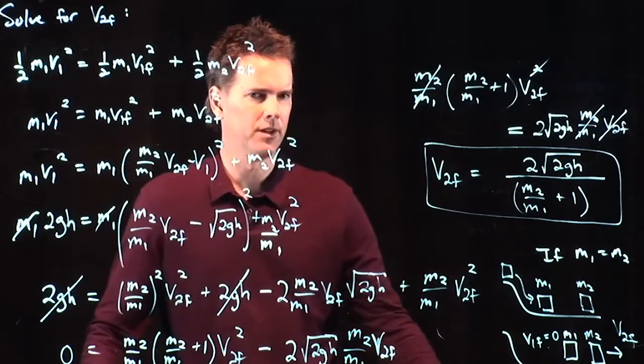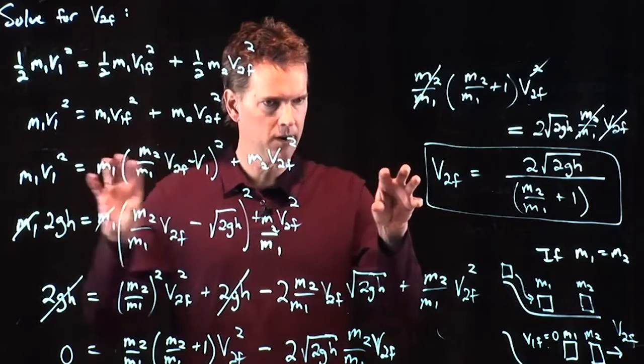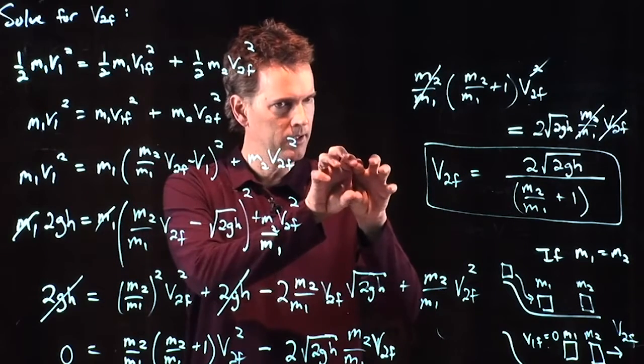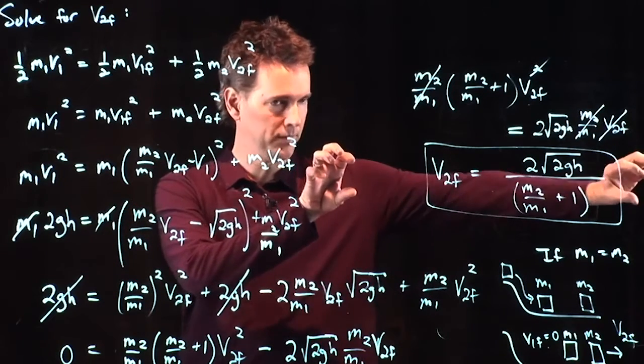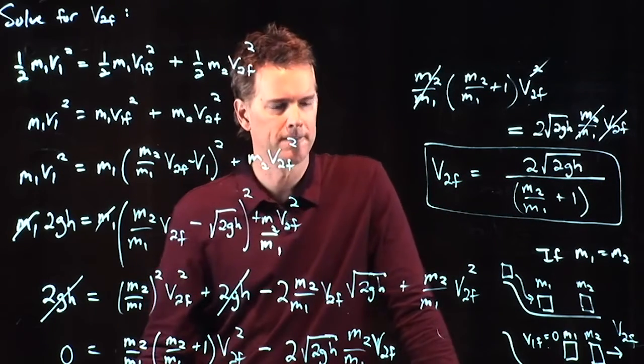Where do you see this sort of interaction? Two objects of same mass, one stationary, one coming in and hitting it, the second object taking off at the same speed, the first object staying at rest. Where do you see that sort of interaction?